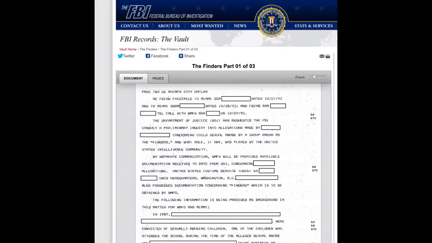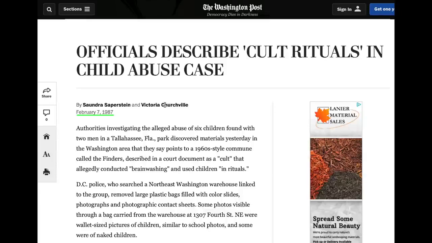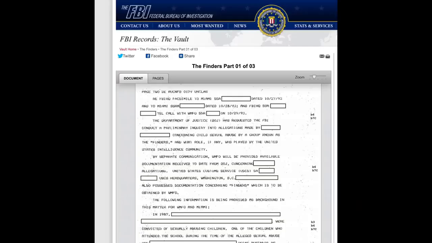There are numerous documented cases of RA. There are numerous cults that exist that ritualistically abuse children and adults. Here's a quote from a news article regarding the finders. The link to the FBI Vault's documents regarding the finders is in the description.